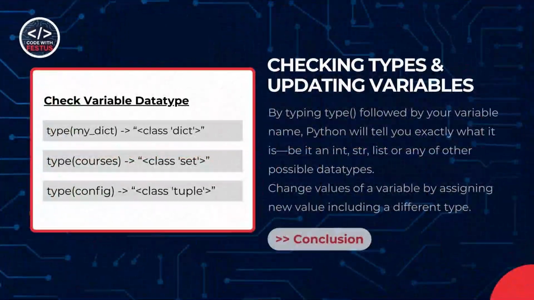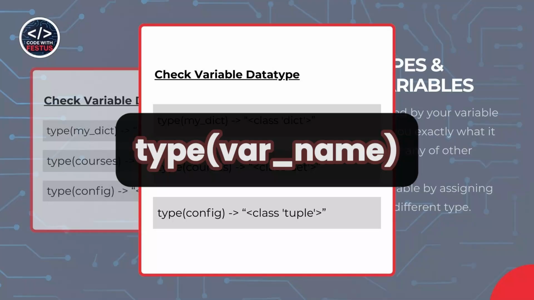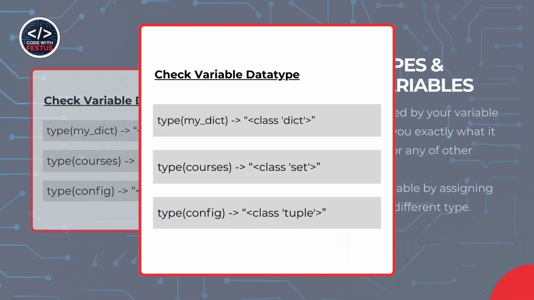Checking types and updating variables. As your code gets more complex, you might forget what kind of data is stored in a specific variable. Python provides a built-in magnifying glass called the type function. By typing type, open brackets, followed by your variable name inside those brackets, Python will tell you exactly what it is, be it an int, string, list, or any of the other possible data types.